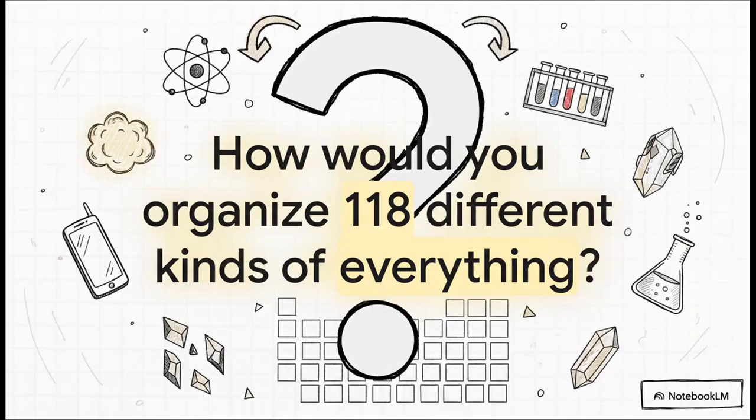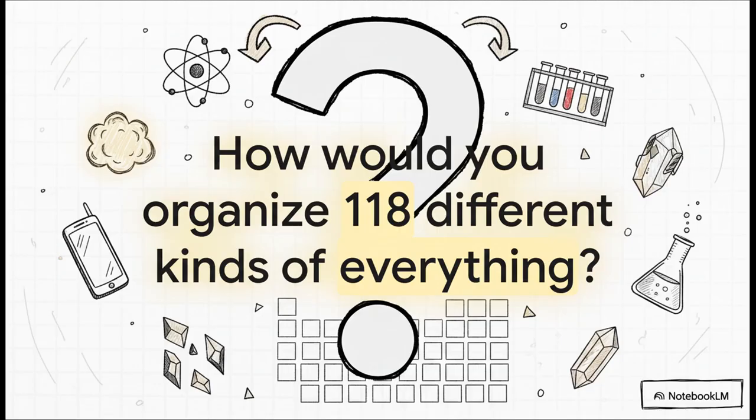But first, let's start with a big question. Just imagine for a second that you had to organize all the basic stuff that makes up our universe, all 118 different kinds of it. I mean, you've got gases, you've got shiny solids, you've got stuff that's radioactive. How would you even begin to sort all that out?